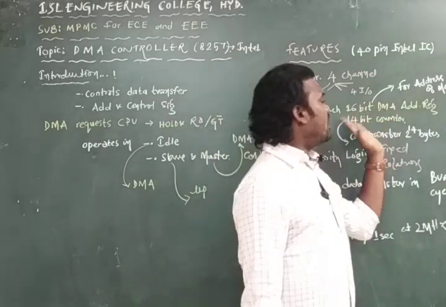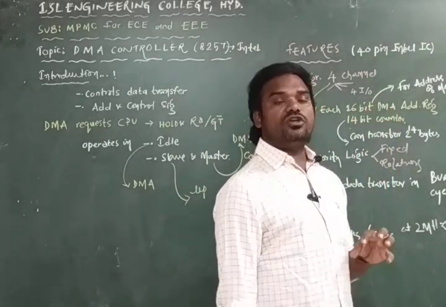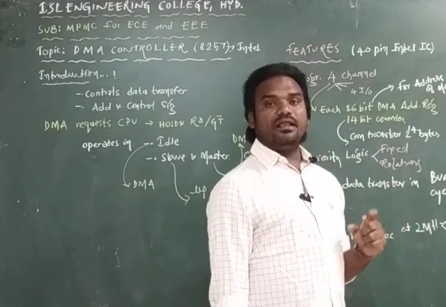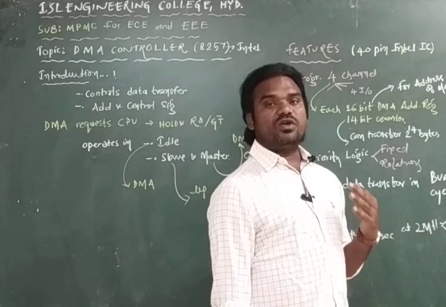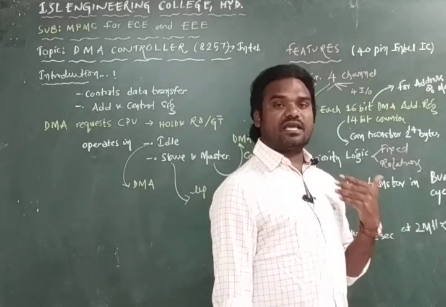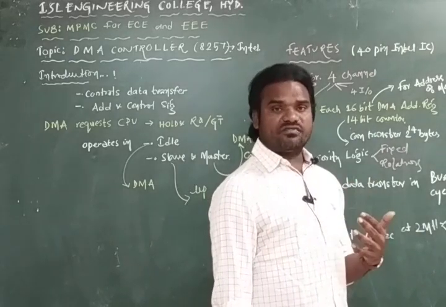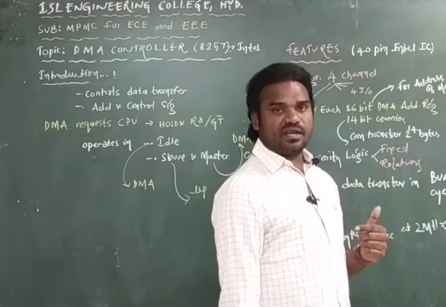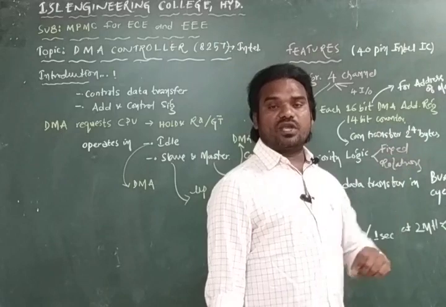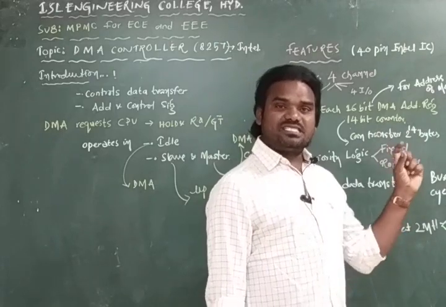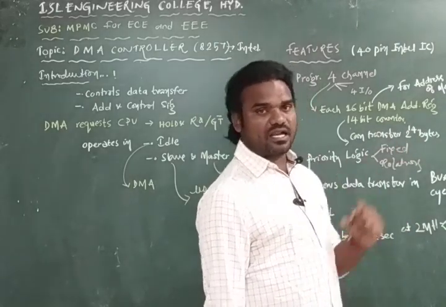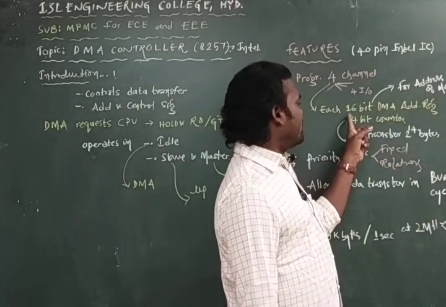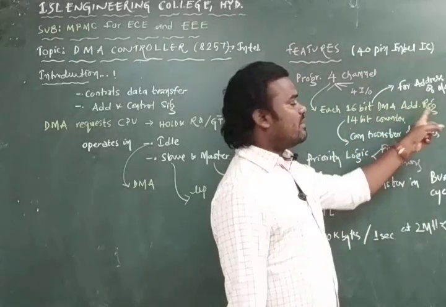This 16-bit address register is going to define one particular memory location in the memory. We know that the 8086 microprocessor can have a maximum of 1 megabyte of memory, that is 2 power of 16 bytes, that is 1 megabyte of memory that can be accessed. Each memory location can be identified by the 16-bit address, and that 16-bit address will be given by the 16-bit DMA address register.